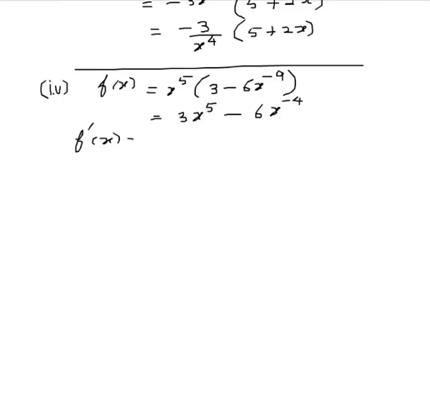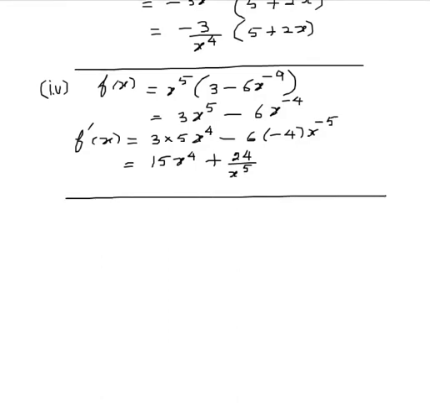f dash of x is equal to 3 into differential of x power 5, which is 5 times x power 4, minus 6 into differential of x raised to minus 4, which is minus 4x raised to minus 5. Minus 4 minus 1 is minus 5. 15x raised to 4 plus 24 divided by x power 5. This is the answer. If you want, you may take the common factors out or leave it in this form.